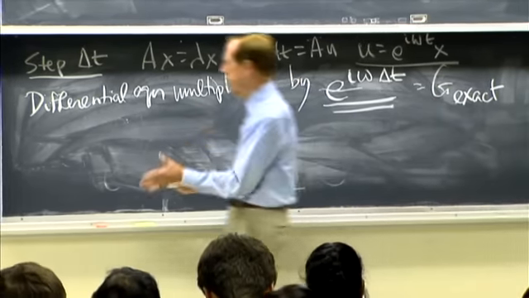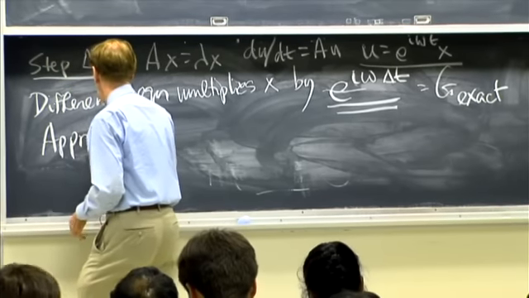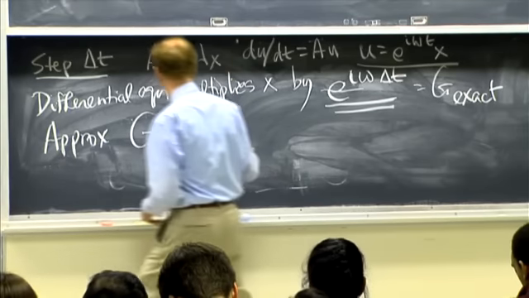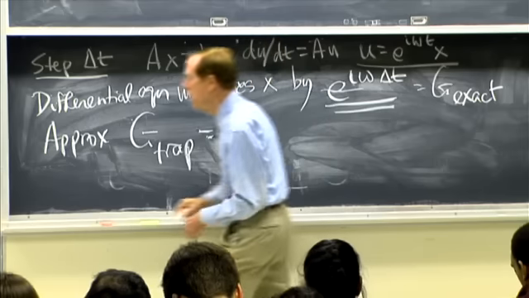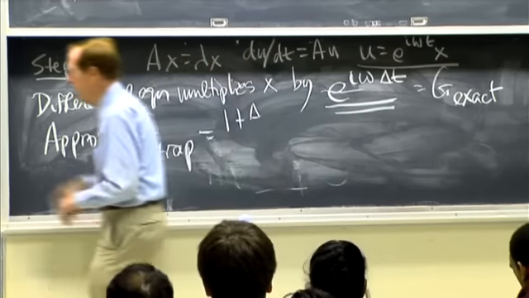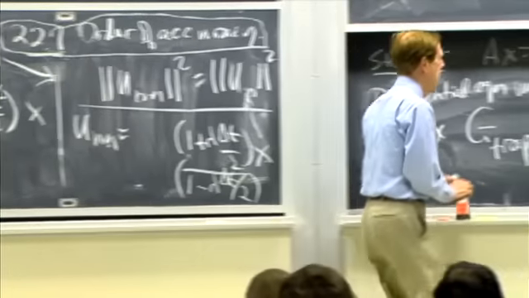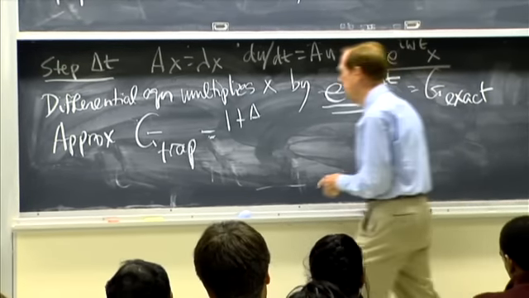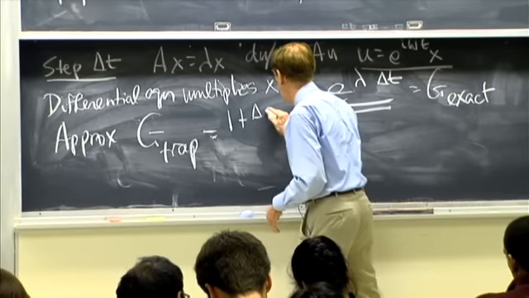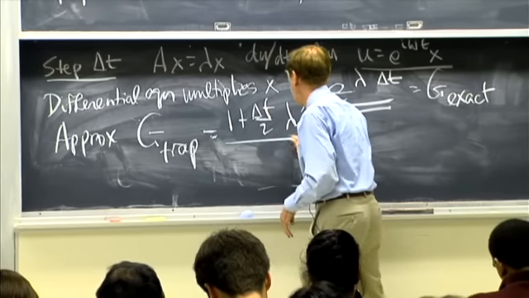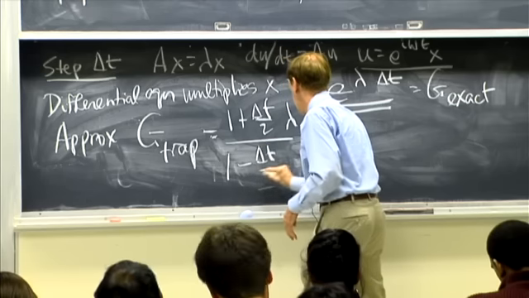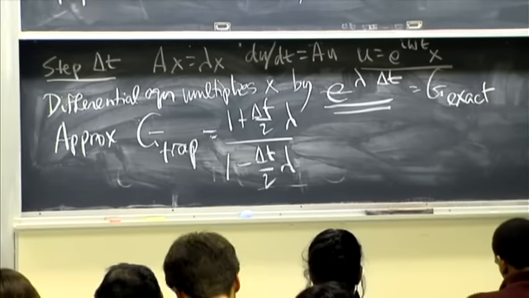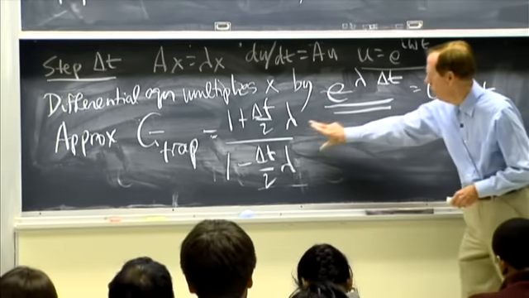And what's the approximate growth? The growth factor from trapezoidal is just what we wrote down here. Maybe I'll stay with lambda rather than I omega. Just e to the lambda delta t. And this was 1 plus delta t over 2 lambda divided by 1 minus delta t over 2 lambda. So question 7 just says, compare that with that.